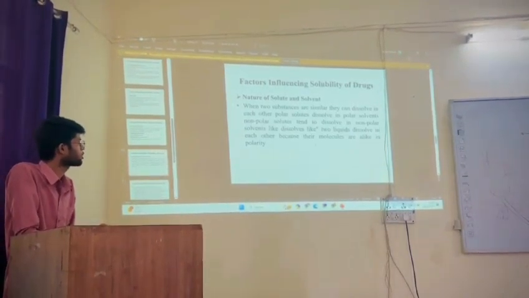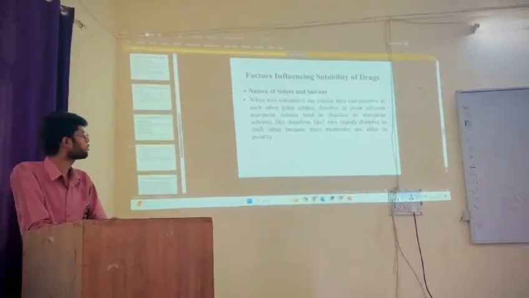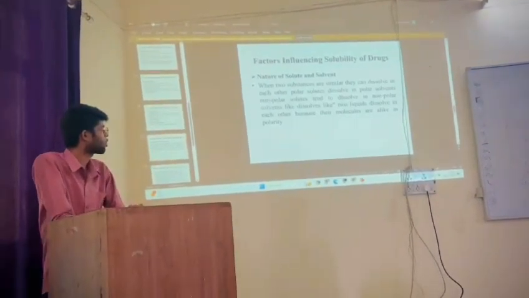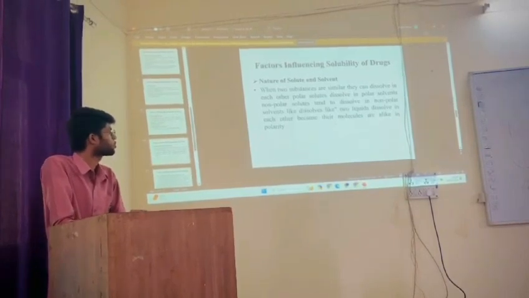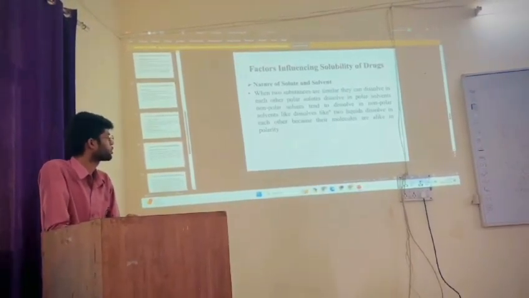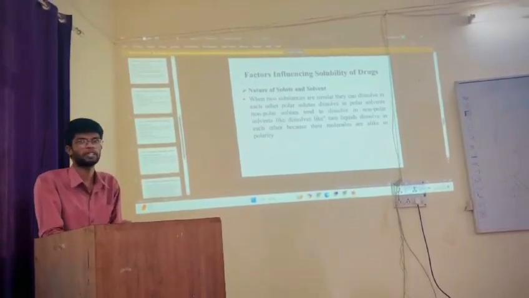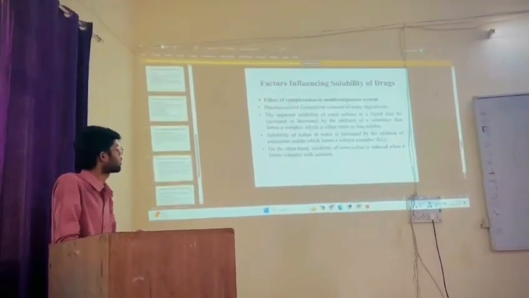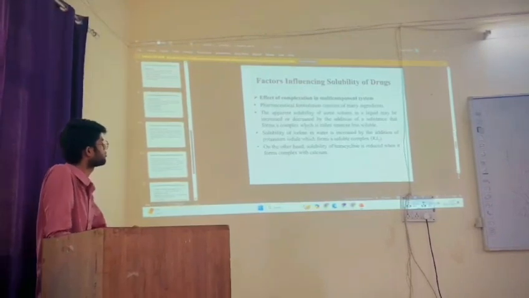Polar solids dissolve in polar solvents. Non-polar solids tend to dissolve in non-polar solvents, like dissolves like. When two liquids dissolve in each other because their molecules are alike in polarity, the solubility of the solution will be increased.